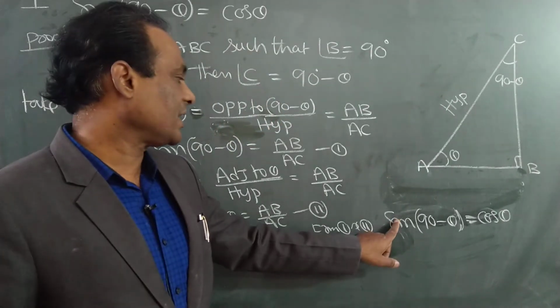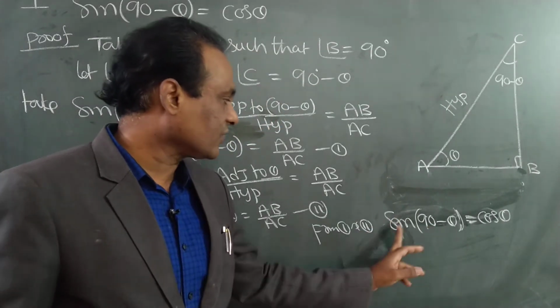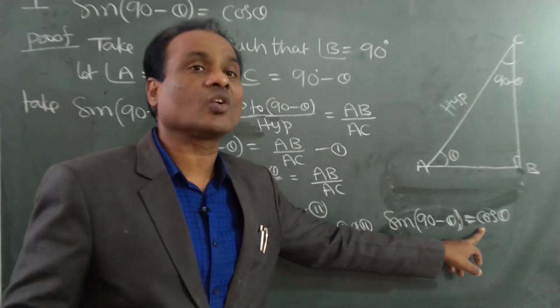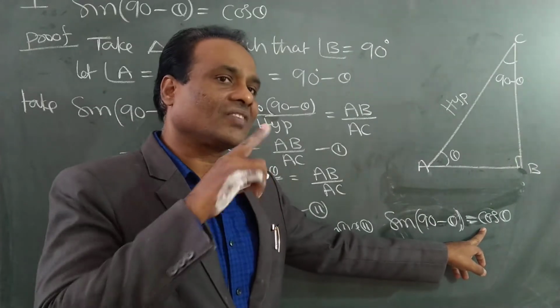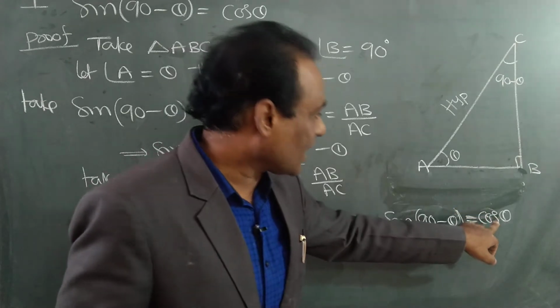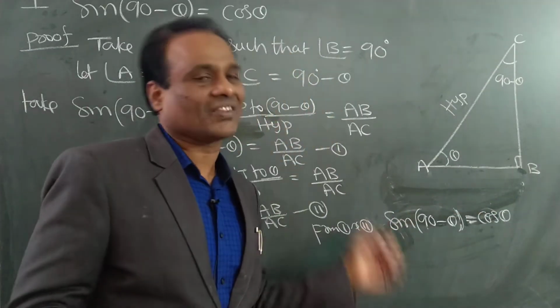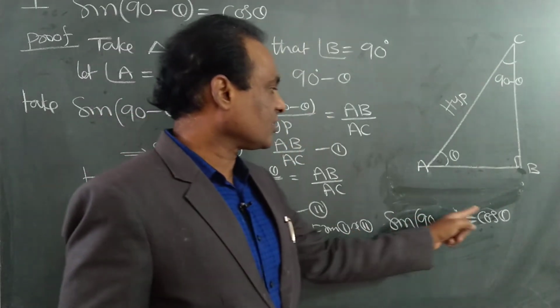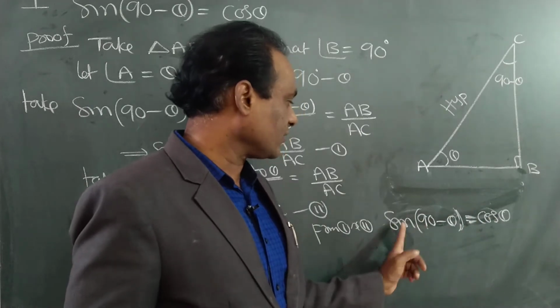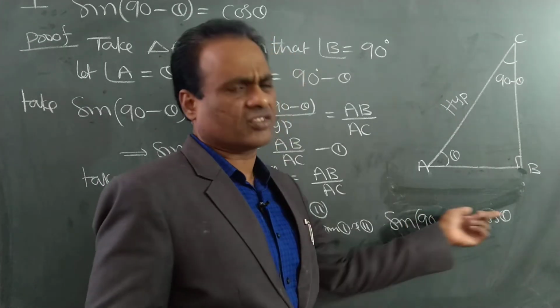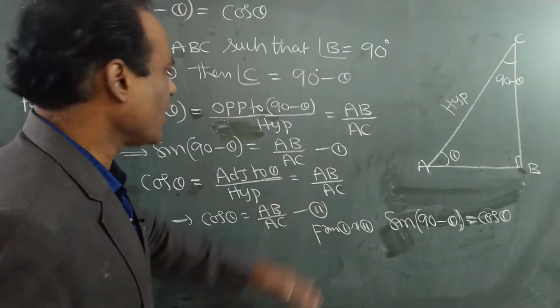Wherever there is sine 90 minus theta, for 90 degrees sine changes to cosine. Same way cosine changes to sine, that I will also explain. So for 90 degrees, sine changes to cos. This is the formula.